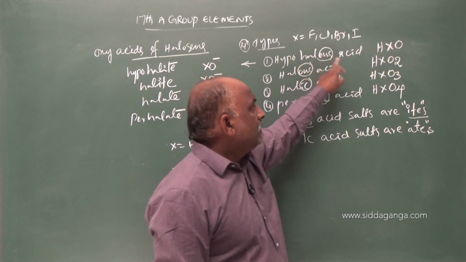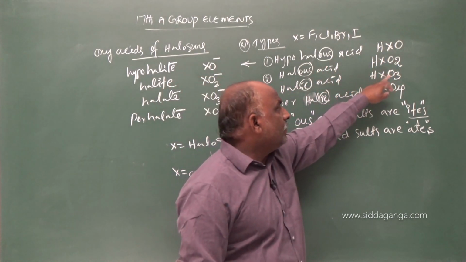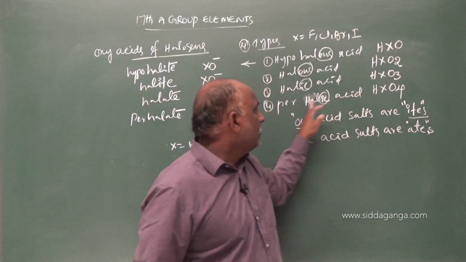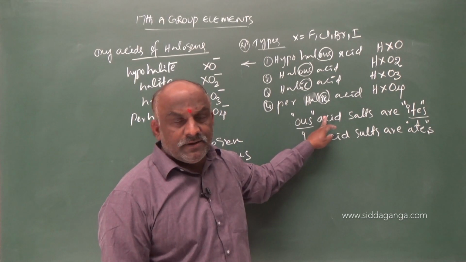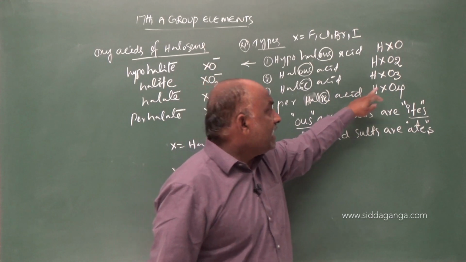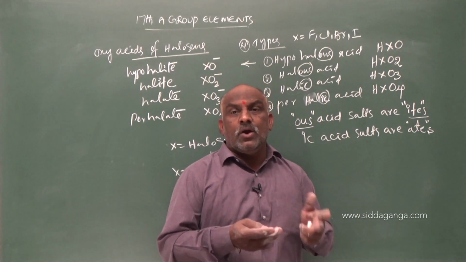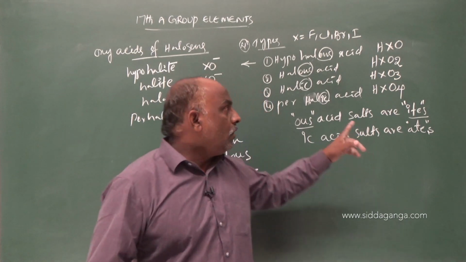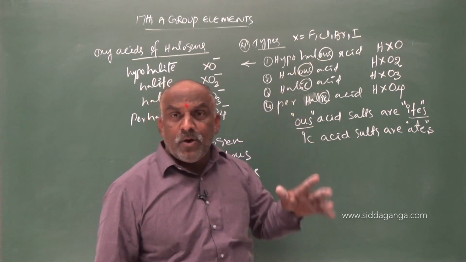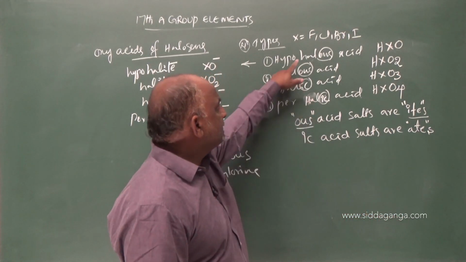Hypochlorous, HClO2 chlorous acid, HClO3 chloric acid, HClO4 perchloric acid, HBrO4 perbromic acid, HIO4 periodic acid, iodic, bromic, chlorous, hypochlorous, hypobromous, hypoiodous, hypofluorous.